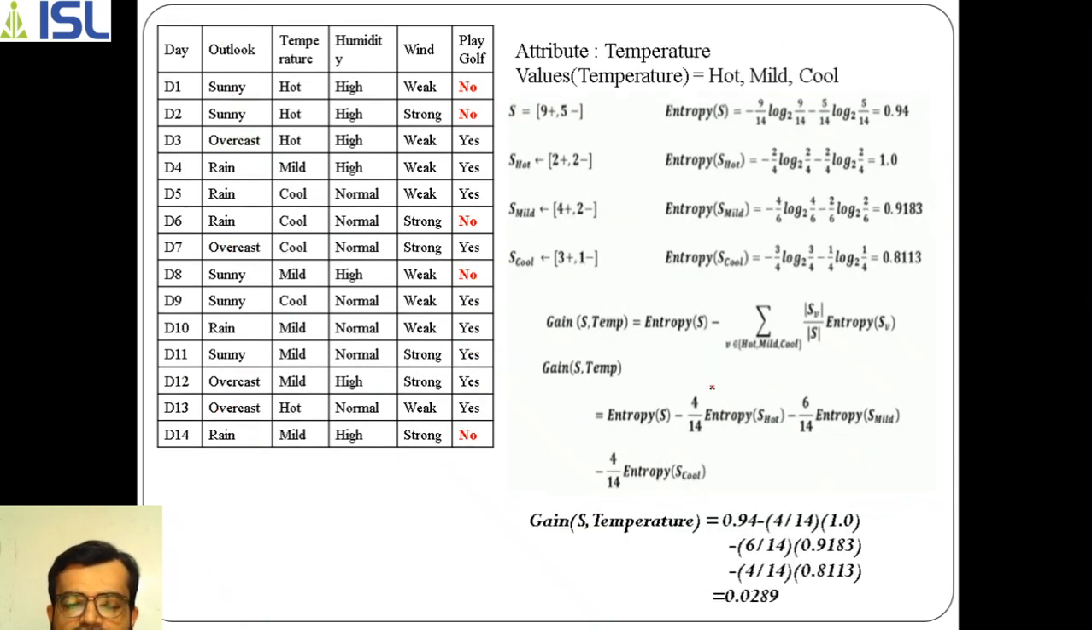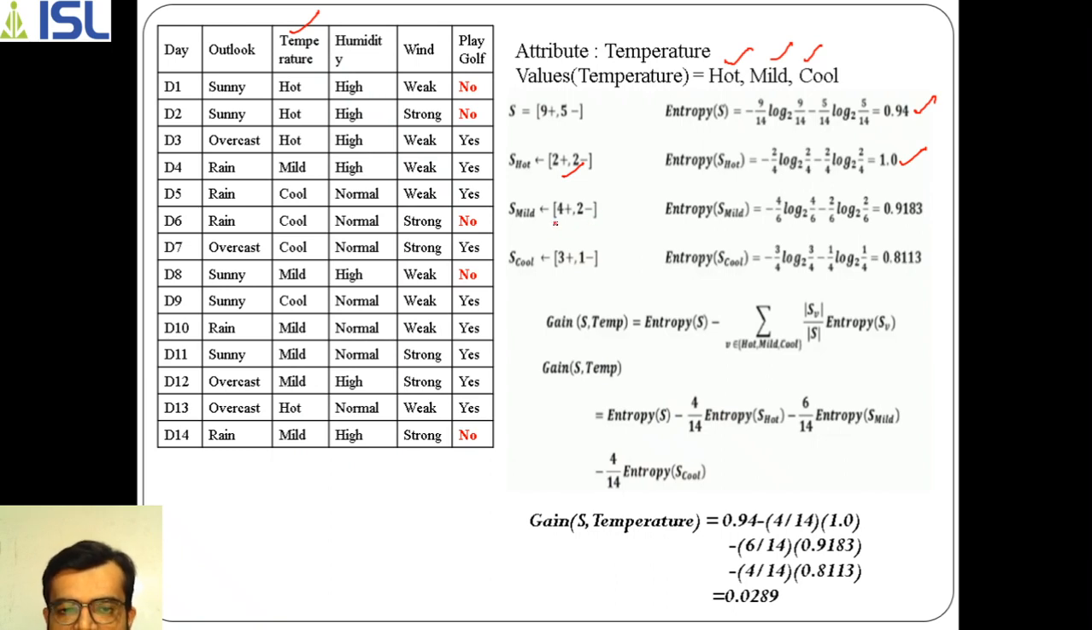Now in the same way we need to perform it for temperature. Now we are selecting the temperature attribute. What are the values in this one? Hot, mild, cool. The entropy of the final set is again 0.94. For hot, there are 2 positives and 2 negatives, so the same numbers are there, which means the value will be 1.0. I said that whenever positives and negatives are the same, you get the value as 1.0.